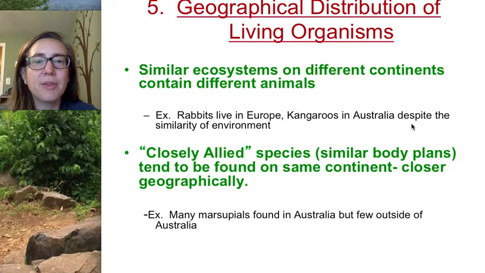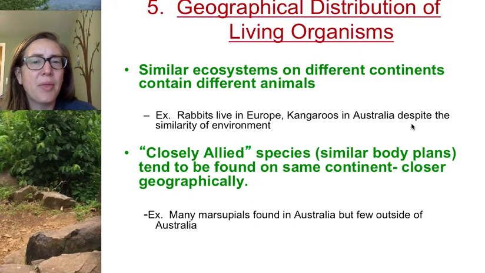Geographical distribution of living organisms. So again, this ties back a little bit to analogous structures, but you can see that if you have very similar ecosystems, you are going to have possibly very similar adaptations. But then if you have very different animals, even in similar ecosystems, that's going to show you that this change has occurred and that the common ancestor that started this particular environment is going to have a different set of genes that it was passing on.